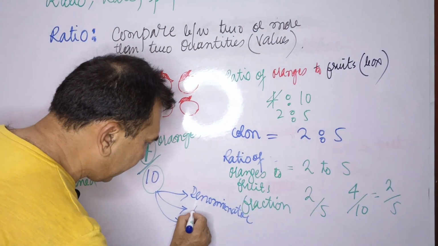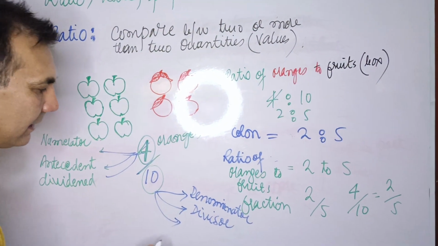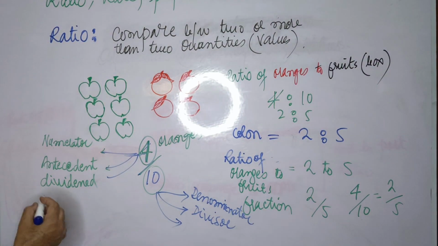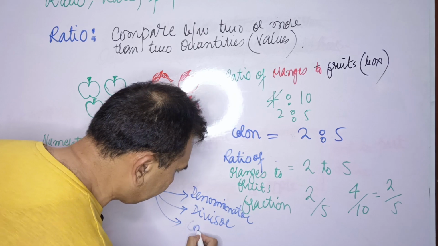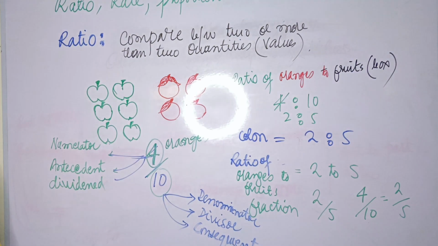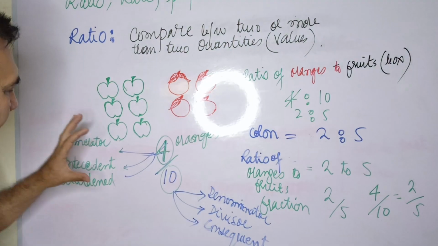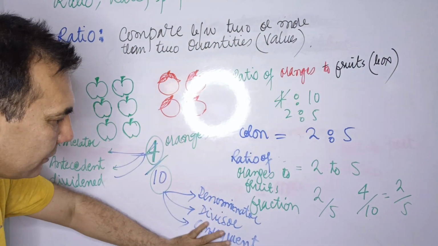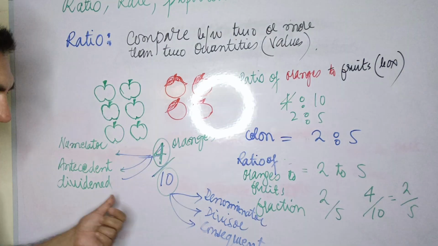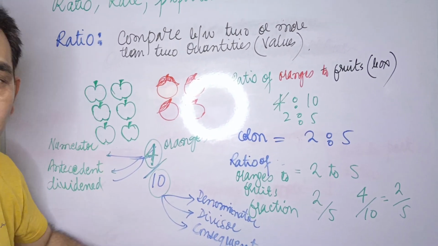and you can call it divisor. You can also call it a divisor. And the third title for it you can call consequent. Okay, consequent. Three terms are used for the upper one, and three terms for the lower one. The upper one is called the numerator, antecedent, and dividend, and the lower one is called the denominator, divisor, and the consequent.